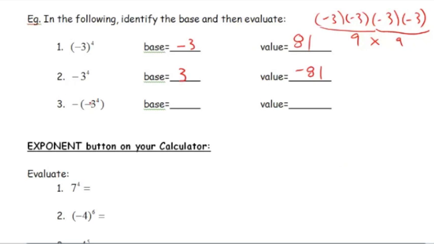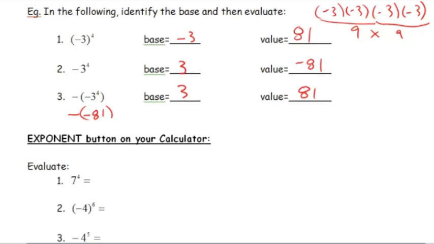Okay, in the next example, again, it may look like you're taking -3, multiplying it by itself 4 times, but you're not. The exponent 4 is only being applied on the 3. So this is like having 81 in the brackets, and then you have this negative out front. So our value for this one is going to be a positive 81. And sorry, our base here is just going to be positive 3 as well.